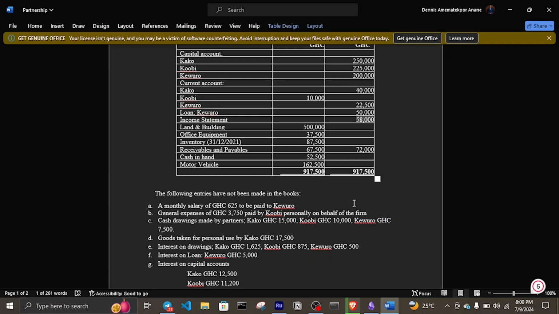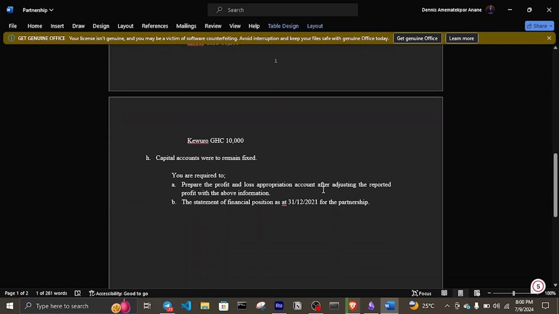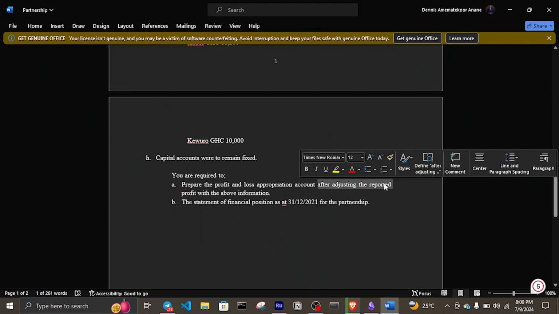Because we are going to adjust it. It was a particular amount, which was the 58,000. Now, when you make these entries, it is going to affect the income statement, which means that you need to adjust the income statement, right? So that is what the question meant. Prepare the profit and loss appropriation account after adjusting the reported profit. The reported profit is 58,000 Ghana cedis.